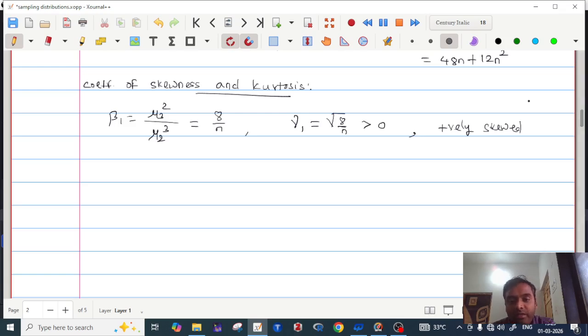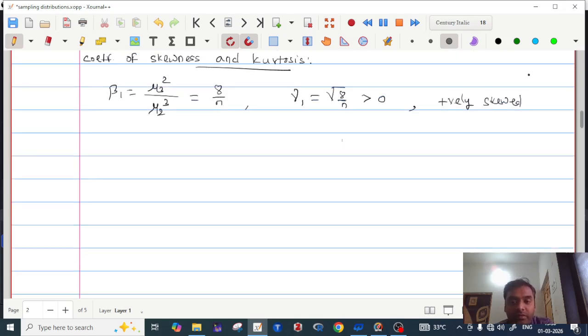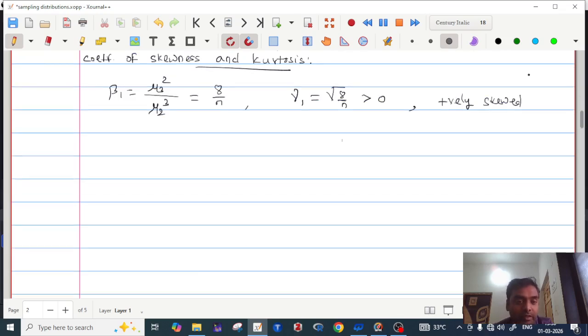If you observe here, for large n, if you take the limit of this gamma 1, it tends to 0. So for larger n, this chi-square distribution will follow the normal distribution. So sometimes it is also called a symmetric distribution for large n. And in general, the chi-square distribution is a positively skewed distribution.